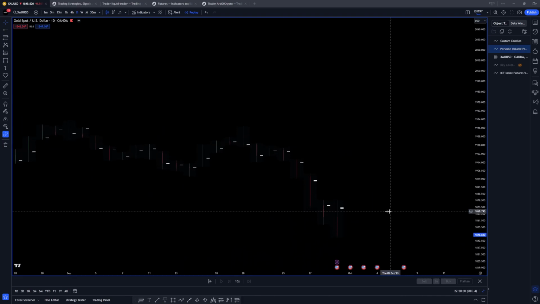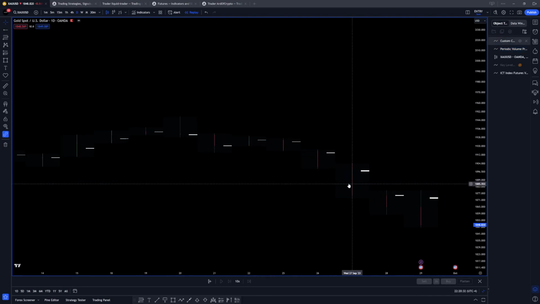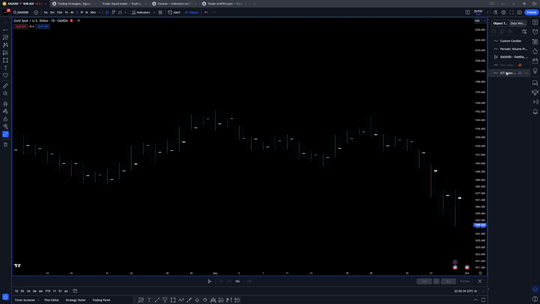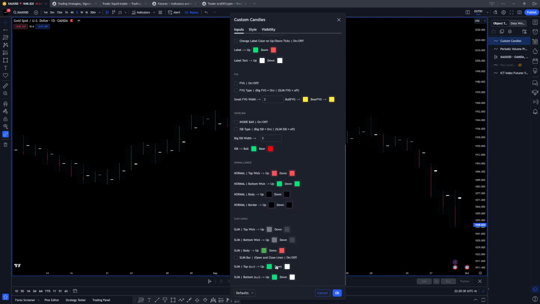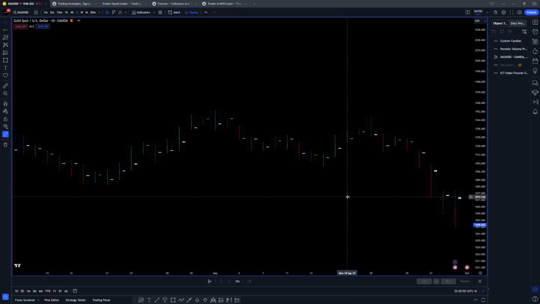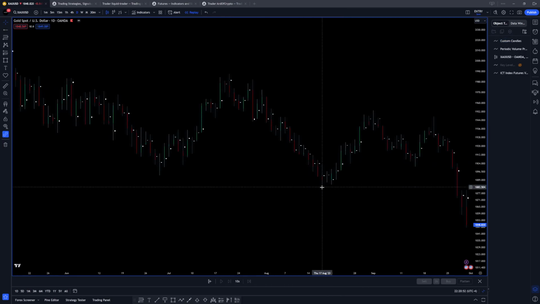And then the background is just to help see the candles better. I will brighten those up real quick. Kind of a bright red, so that way you can clearly see it.